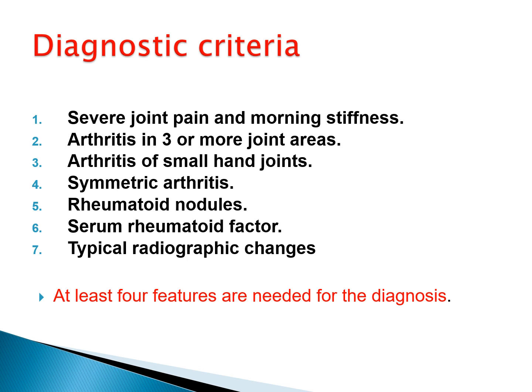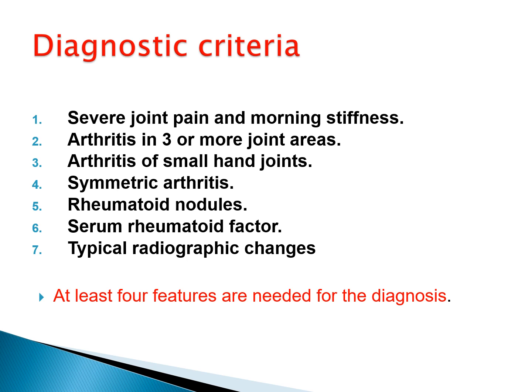To diagnose rheumatoid arthritis, we rely on the diagnostic criteria for the disease. These diagnostic criteria are 7 in number, and at least 4 of these features need to be present for the diagnosis of rheumatoid arthritis. Meaning, not any patient with a swollen hand joint is a rheumatoid arthritis patient. We should have many symptoms together in order to diagnose the disease. The first diagnostic criterion is severe joint pain with morning stiffness.